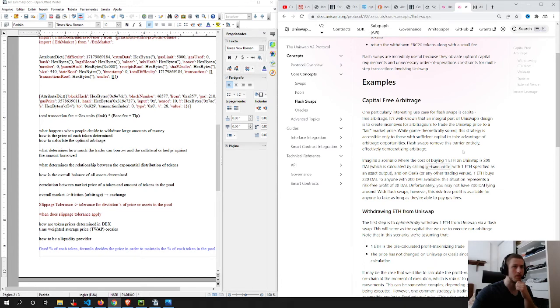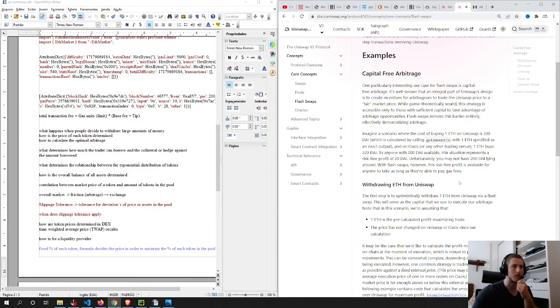One particularly interesting use case for flash swaps is capital-free arbitrage. It is well known that an integral part of Uniswap's design is to create incentives for arbitrageurs to trade the Uniswap price to a fair market price. While game theoretically sound, this strategy is accessible only to those with sufficient capital to take advantage of arbitrage opportunities. Flash swaps remove this barrier entirely.